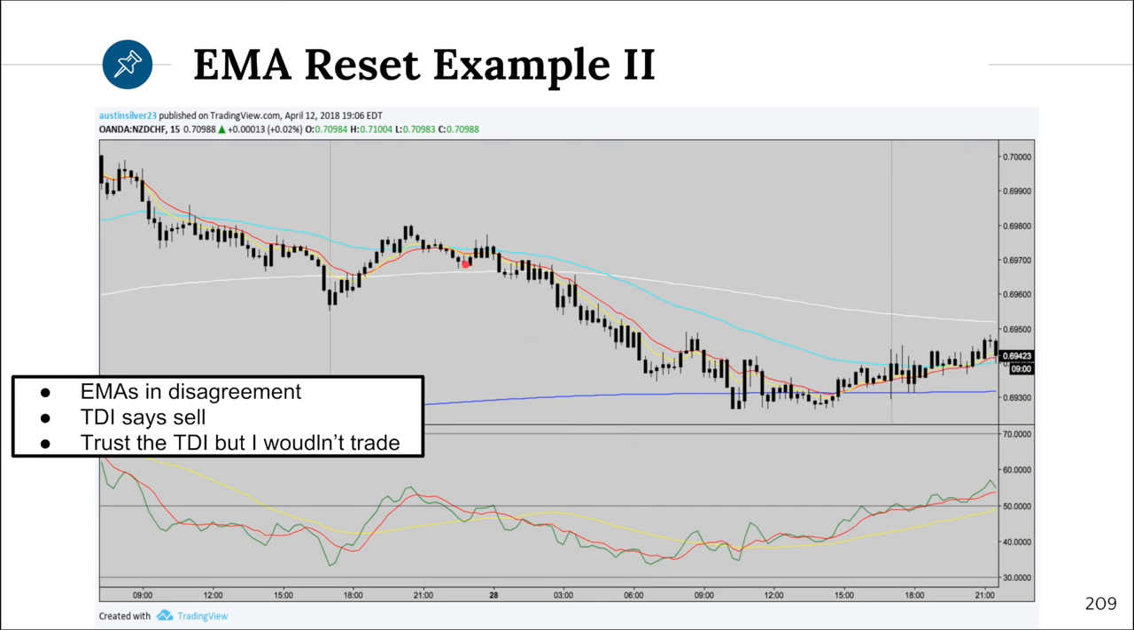Here, reset again. The short-term EMAs, the 50 and the 200, are coming together, bringing the candles towards the 800 EMA, crossing right before 6 a.m. down towards that 800 EMA. How do we know it's going to go to the 800 EMA? How do we know we're in a short-term downtrend?